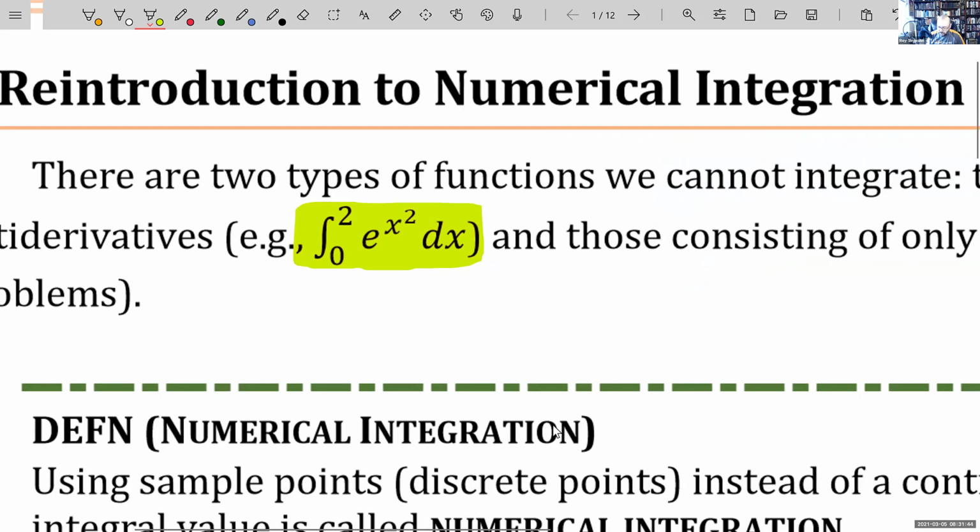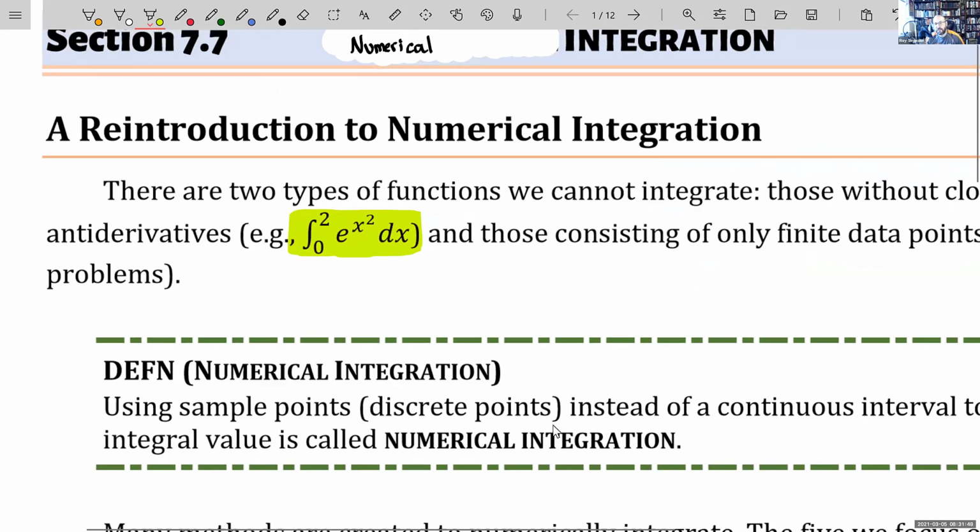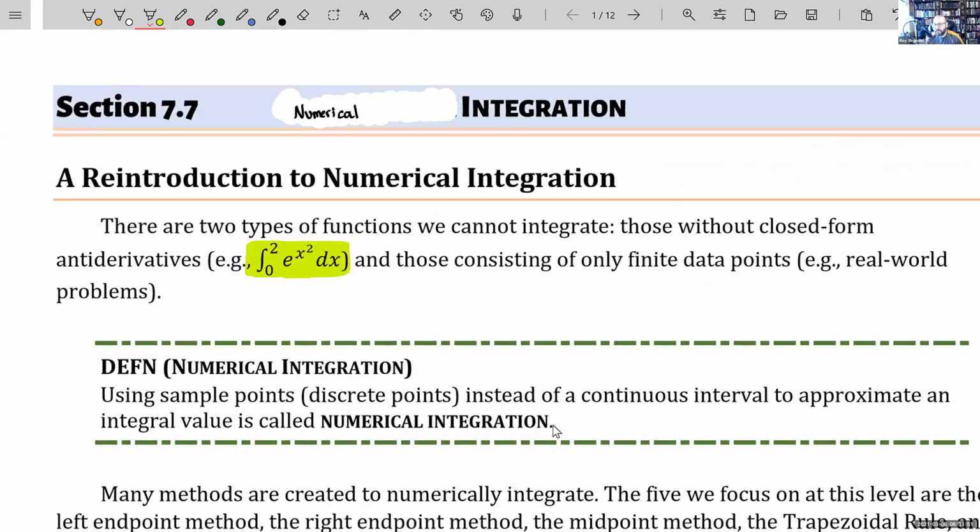And then there's another style of problem that, when asked to integrate, you'd be stuck. And that is problems consisting of only finite data points. In other words, real world problems. Because in the real world, people are going out and taking measurements. They're polling for opinions, that type of thing. And there's no function for the data points they get. It's a bunch of scattered data points, but they don't have a function that fits that data set. So instead, they just say, well, I have these 3 billion points or whatever it is.